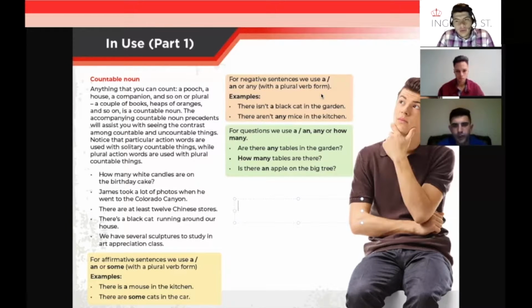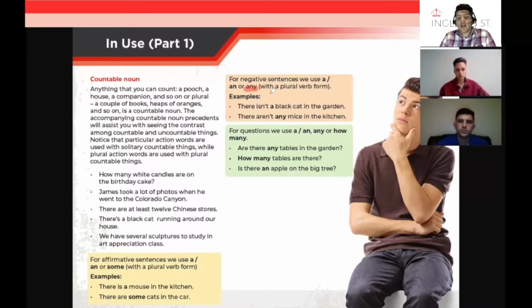For negative sentences, we use a, an, or any with a plural verb form. Examples. There isn't a black cat in the garden. There aren't any mice in the kitchen. Very good. Okay, so it says that we use a, an, or any with a plural verb form. The important thing to see here is any.